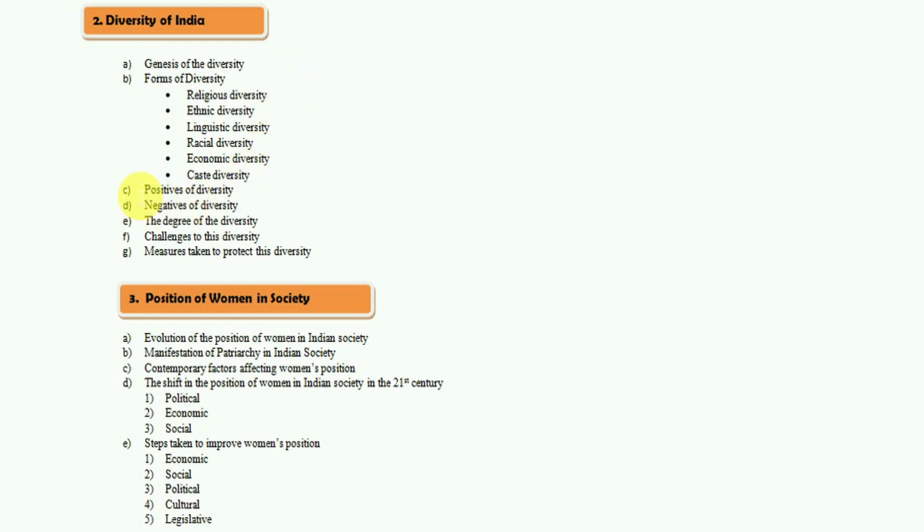After that, you are supposed to understand the positive aspects of Indian diversity and the negative aspects of Indian diversity. You have to understand the degree of these diversities. Then you are supposed to understand the challenges to this diversity, whether this diversity is getting diluted, whether this diversity is a root cause of some law and order problems in India. And after that, we are supposed to understand the measures taken by the government to protect this diversity. That is again a very important part. Essay can also be asked, that means the measures taken by the Government of India to ensure the unity among all these diversities in India. That is again a very important aspect so far as this module is concerned.